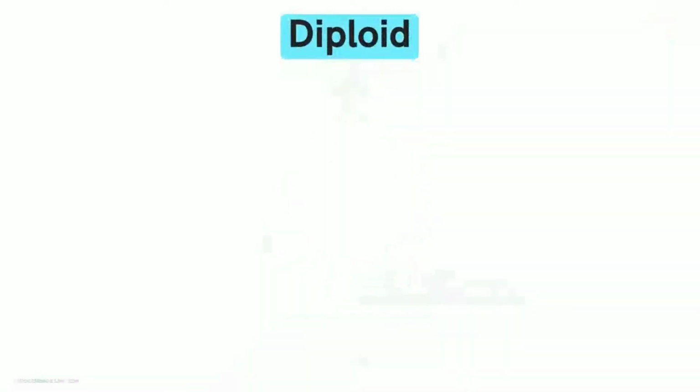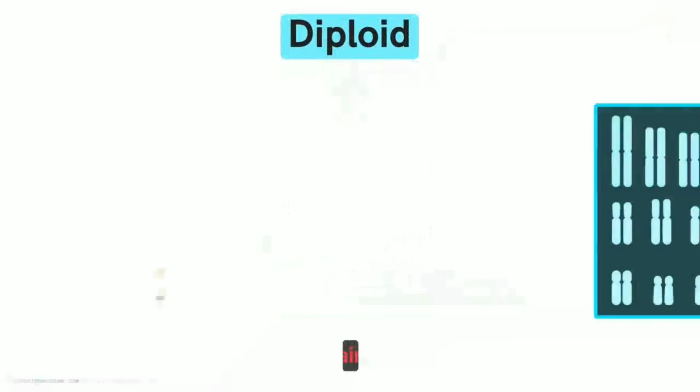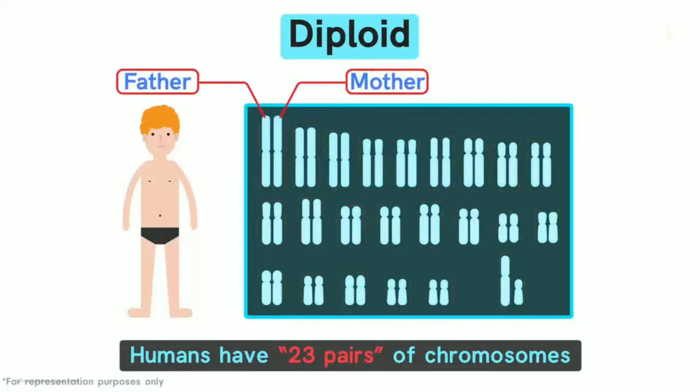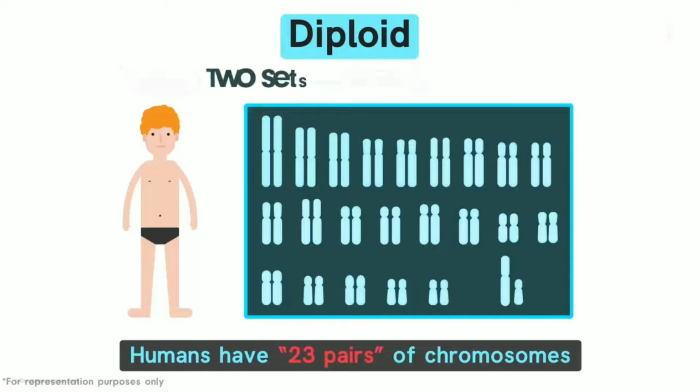What does diploid mean? We have always come across the saying that humans have 23 pairs of chromosomes. That's because the chromosomes in us are always in pairs. Each set has 1 chromosome from each parent. This is nothing but the diploid nature. So when organisms have 2 sets of chromosomes, they are referred to as diploid organisms.